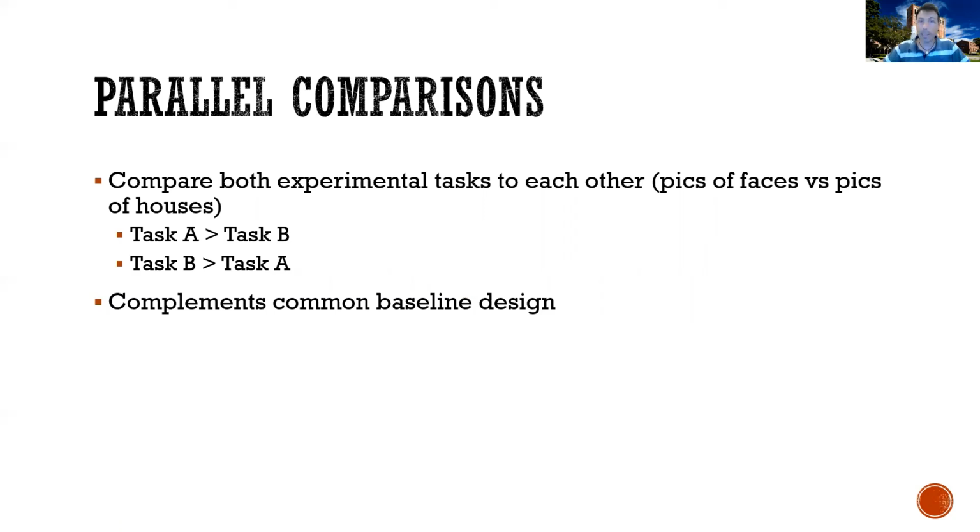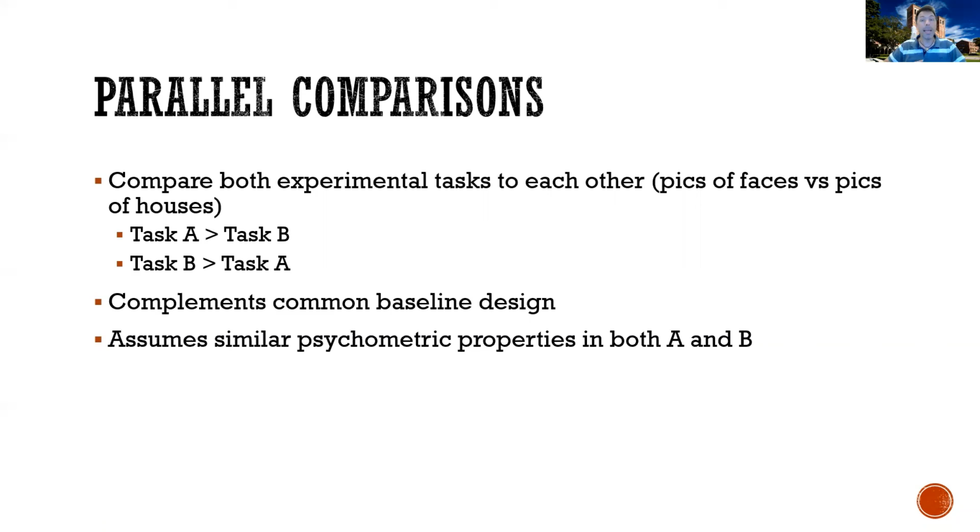And this type of design, the parallel comparison of your two tasks, is usually an excellent complement to common baseline designs. So most often people use parallel and common baseline designs. So you compare two tasks of interest both to a common baseline, but then you also compare them against each other. Now this, of course, assumes that A and B still have similar psychometric properties, just like common baseline designs.